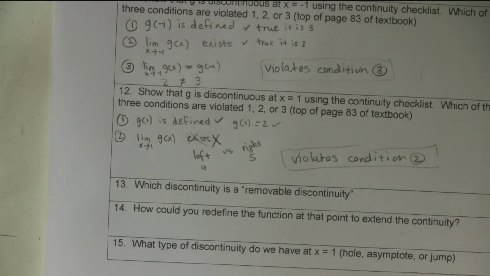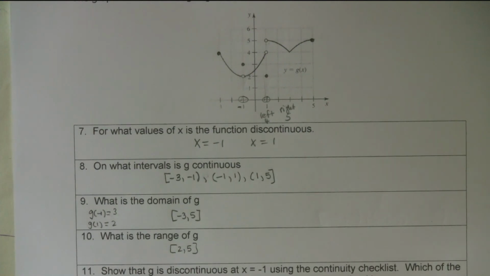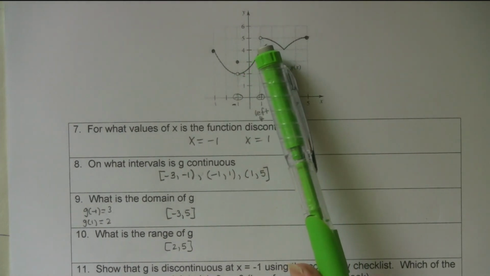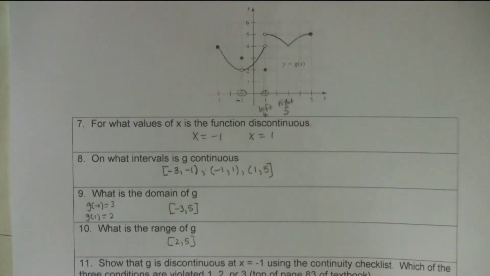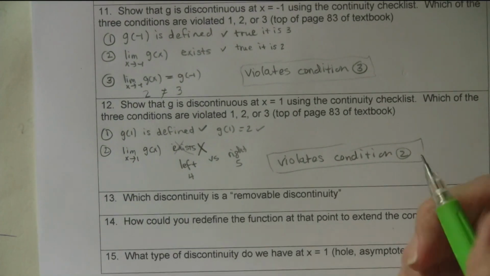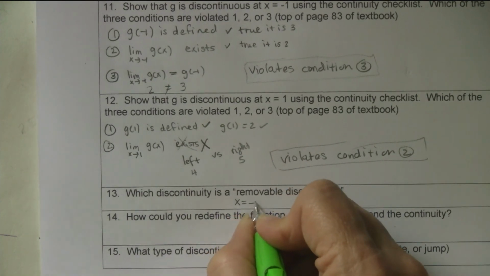Which of the discontinuities is a removable discontinuity? We have 2 of them. The one that's a hole in the graph is removable. If it's an asymptote, it's not removable. And if it's a jump, it's not removable. This one doesn't have an asymptote, but it has a jump, so that one is not removable, whereas this one is a hole in the graph. So it's the one that's removable. It asks which one of the discontinuities is removable, and that's the one at x equals -1.